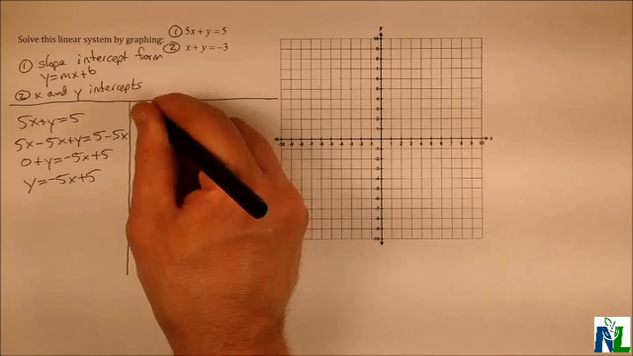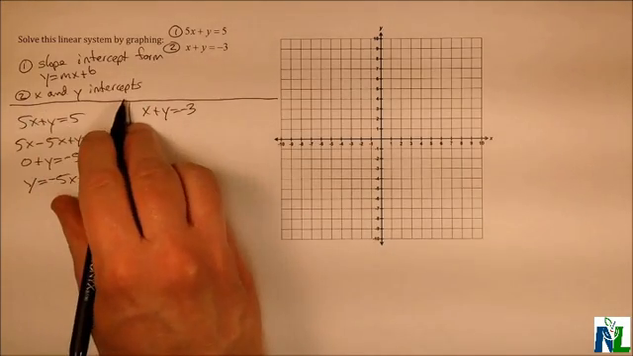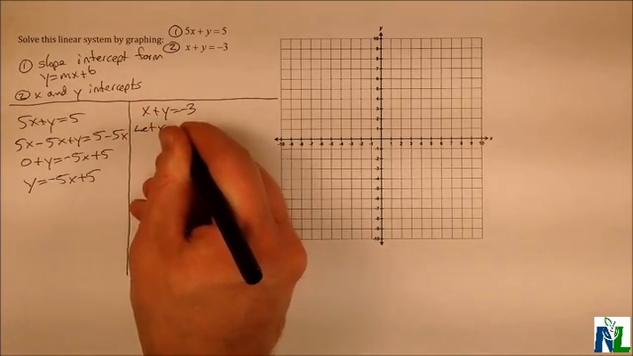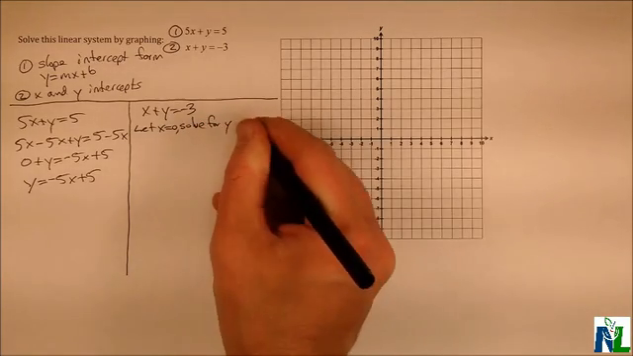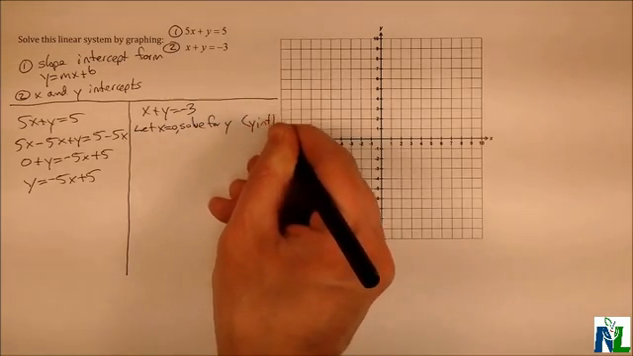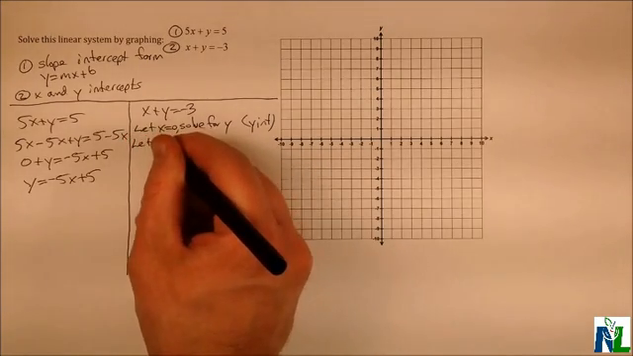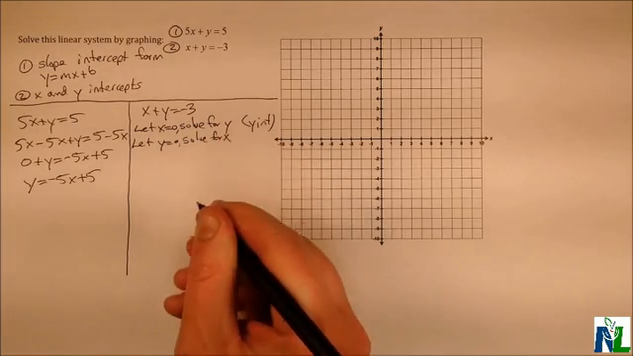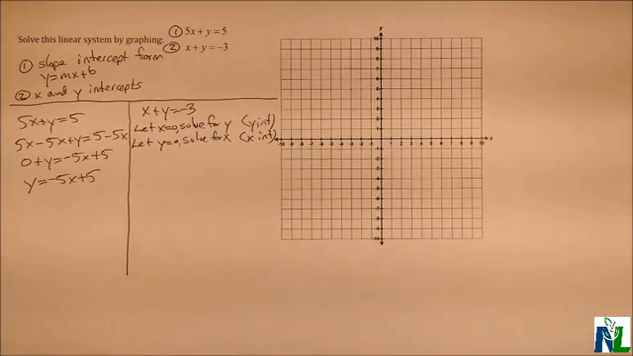Let's consider equation 2. x plus y equals negative 3. So I've got to determine the x and y intercepts of the graph. To do that, I've got to let x equal 0 and solve for y. In other words, determine the y-intercept of the graph for equation 2. Then I'm going to let y equal 0, and I'm going to solve for x. In other words, I'm going to determine the x-intercept of the graph for equation 2.